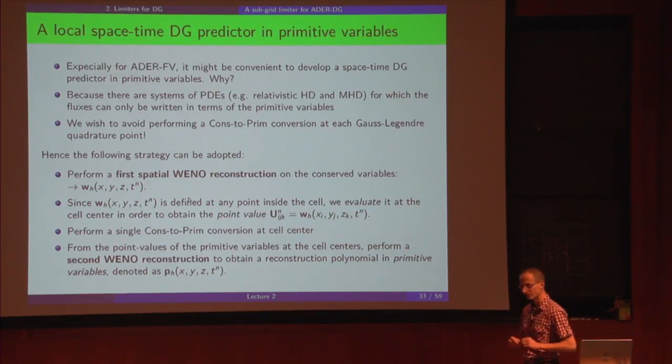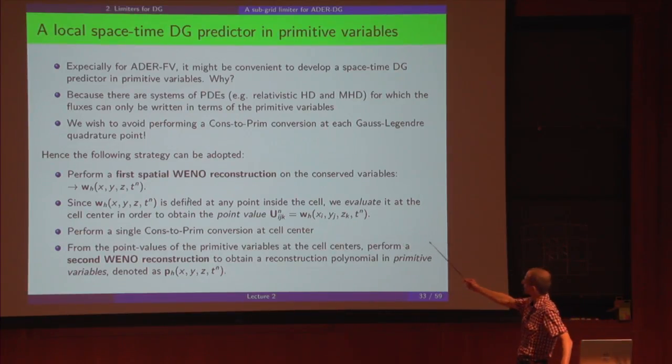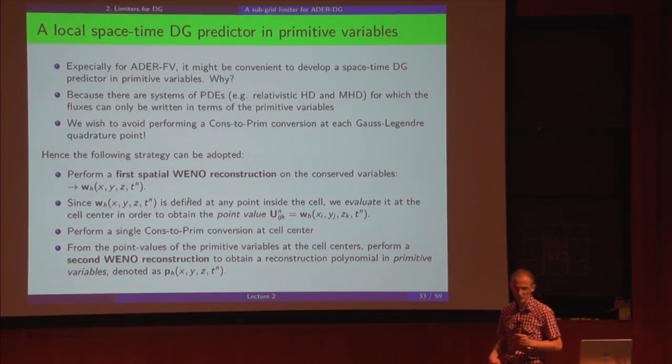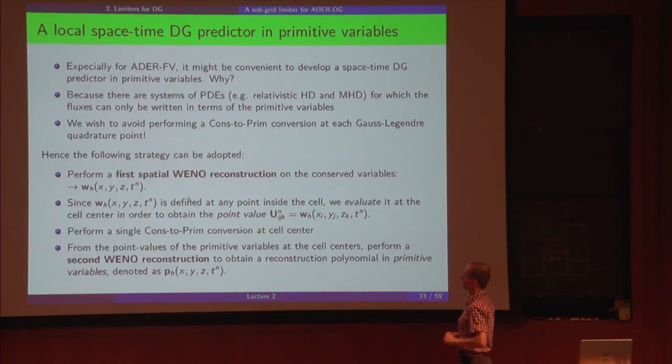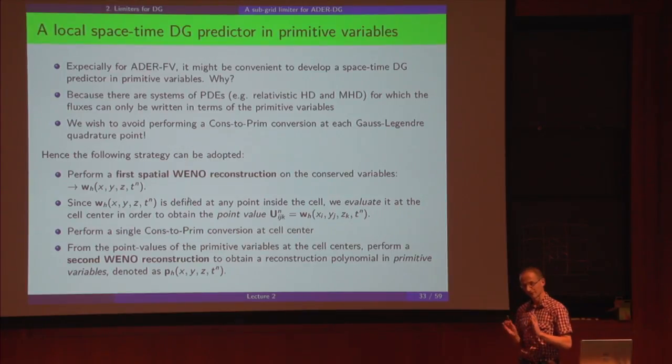So we want to avoid such a cons to prim in the space-time predictor. And that's why we need, especially for ADER finite volume, and you will see why, it might be convenient to develop a space-time discontinuous Galerkin predictor in primitive variables, because there are systems of PDEs, such as the relativistic case, in which the fluxes can only be written in terms of the primitive variables. And we would like to avoid performing cons to prim conversion at each Gauss-Legendre point. So we do the following. We're talking about the finite volume for the moment. Then I will tell you about the DG.